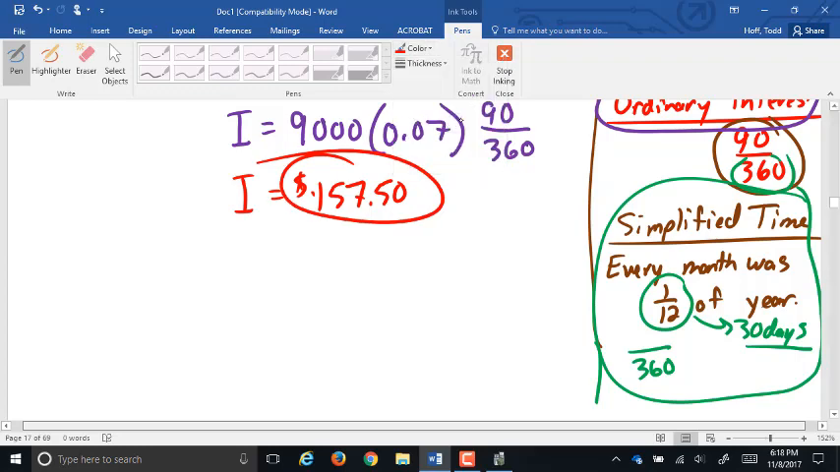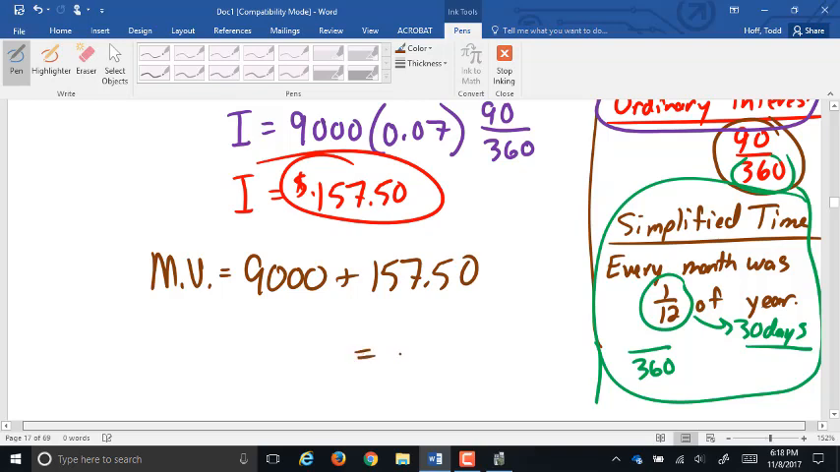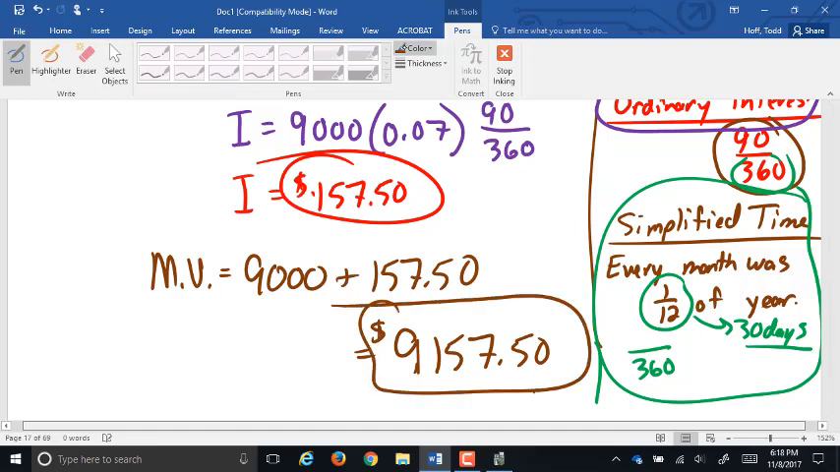So now we have to do the maturity value, which is that 9,000 plus 157.50. That gives $9,157.50. Any questions?